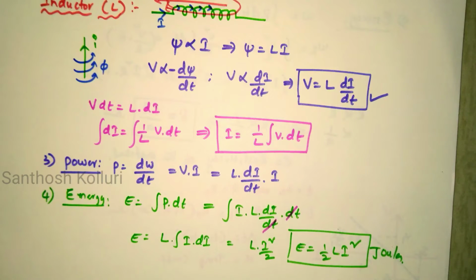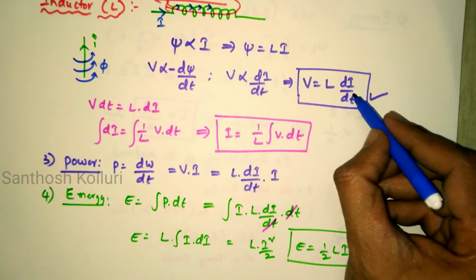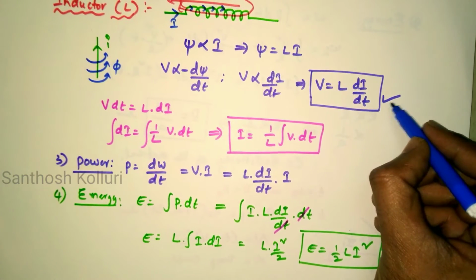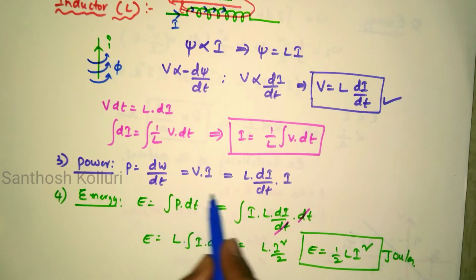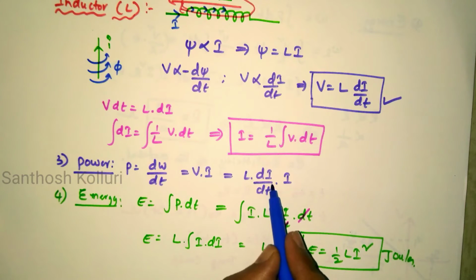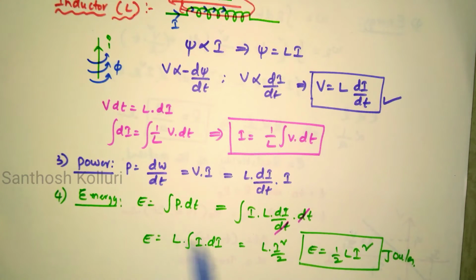So these are the four important formulas for inductor. Voltage across an inductor, V is equal to L into di by dt, and I is equal to 1 by L into integration of V dt. Power can be written as P is equal to L into di by dt into I, and energy is equal to half L i square.